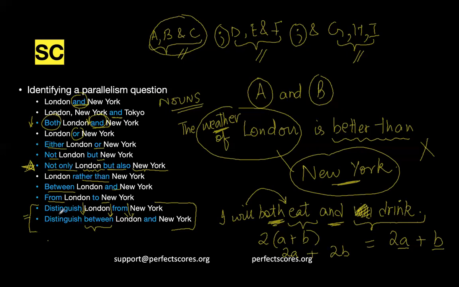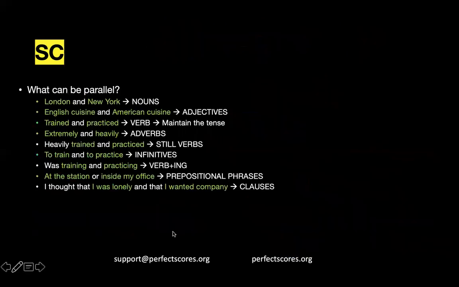So probably if you have distinguish in the question, you will have a few options that have between, you will have a few options without the between. So all you need to do is match the between with the and then identify whether those two things are parallel to each other or not. Okay. Is this all fine? Any doubt till here? No, that's fine. Okay. So this is how you identify that you have a parallelism question in front of you.